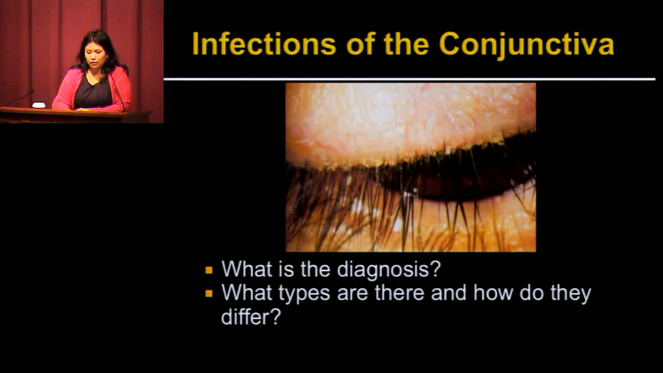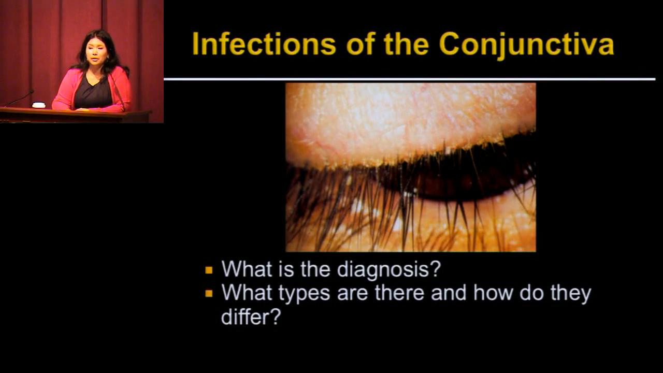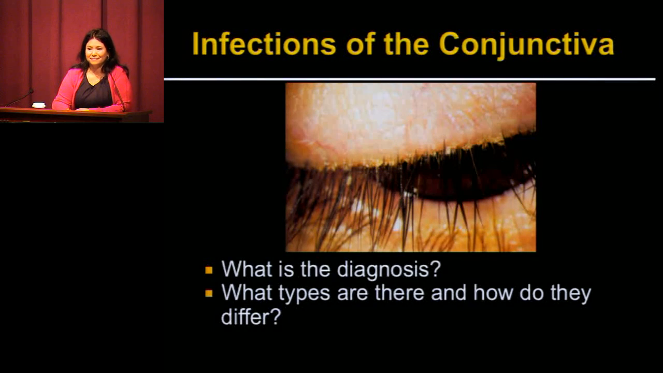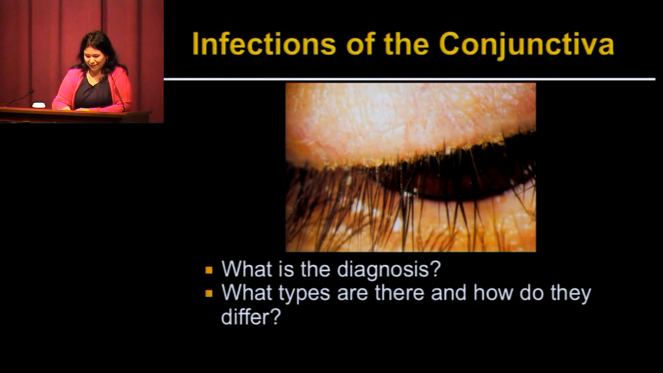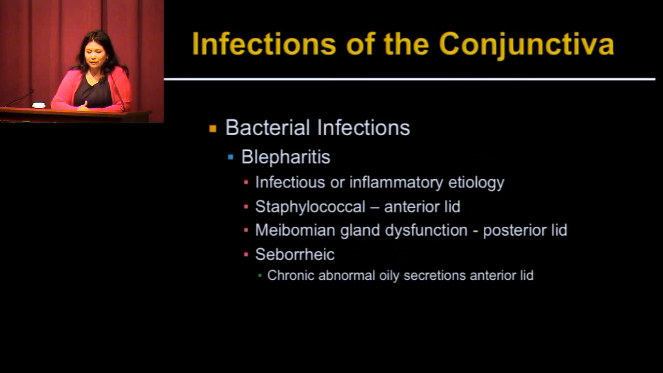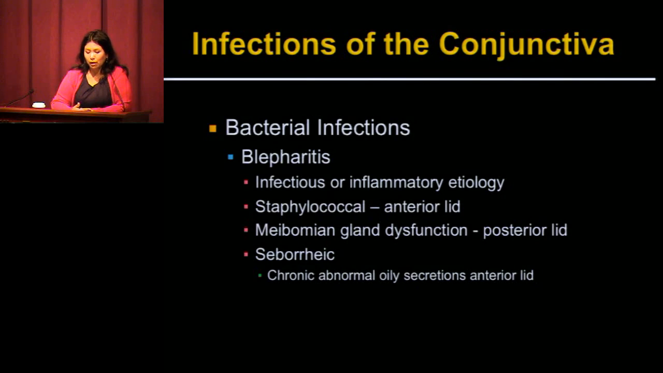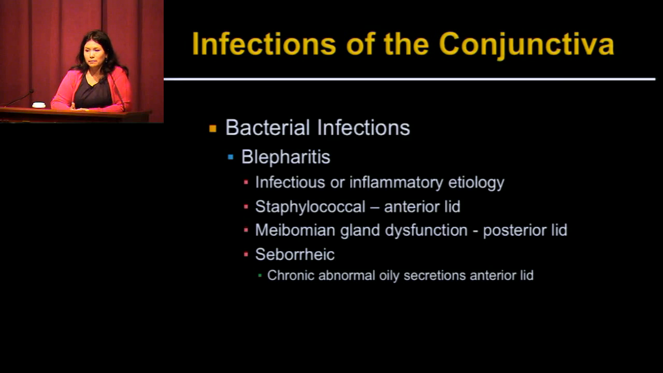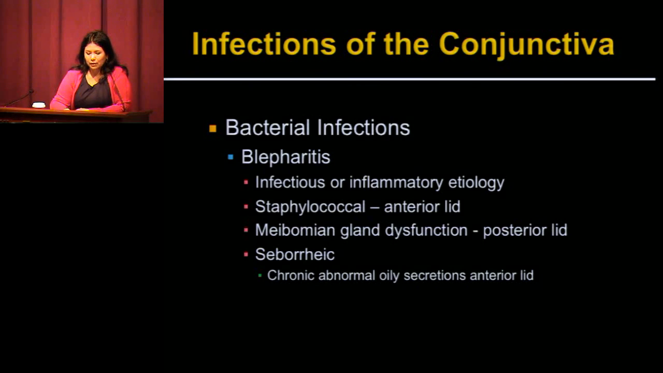And what types are there of, you would call this blepharitis? What types are there? There's an anterior blepharitis, there's a posterior blepharitis. There's like an angular blepharitis. Very nice. That's my next slide. Perfect. So we got infectious, inflammatory, and if you're talking about the anterior lid, you're usually describing an infection that's usually staphylococcal in origin. If it's posterior lid, it's usually meibomian gland dysfunction. And then you also have seborrheic. Let's not forget seborrheic, chronic abnormally oily secretions in the anterior lid.